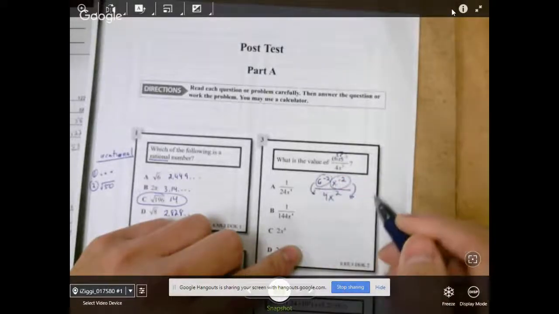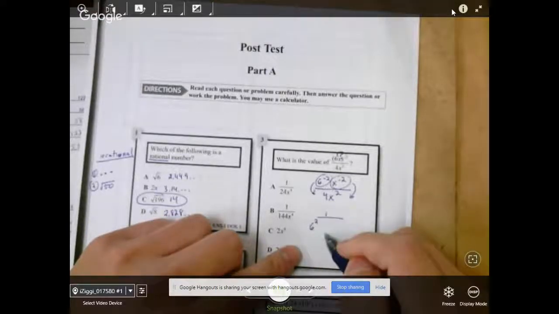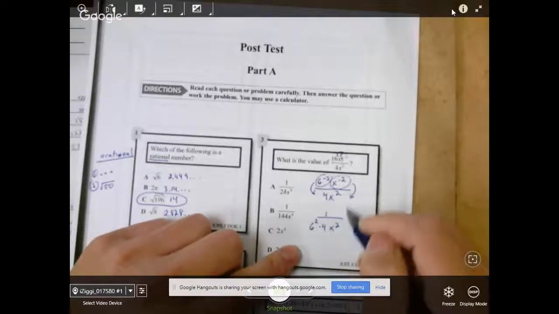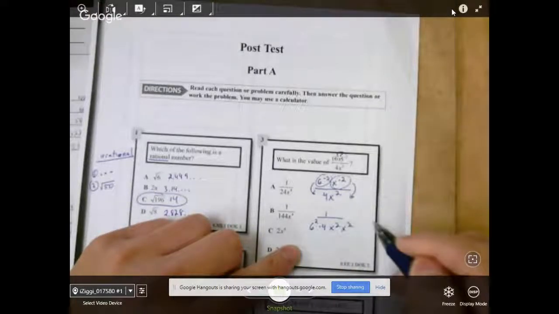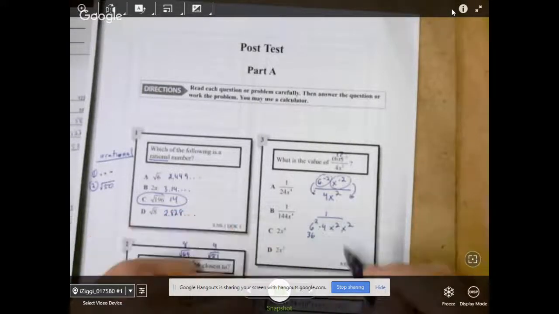And then you have the times 4. And then you have the x to the positive 2 that was there, and this x to the positive 2. 6 squared is 36. 36 times 4 is 144. Now you've got x squared times x squared. You add the exponents, 2 plus 2 is 4. And then you still have the 1 left over. Okay, so this one was B.